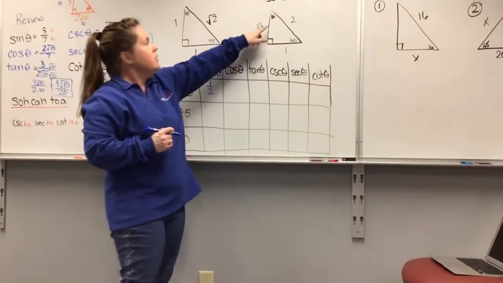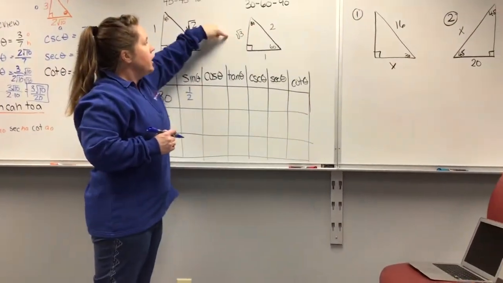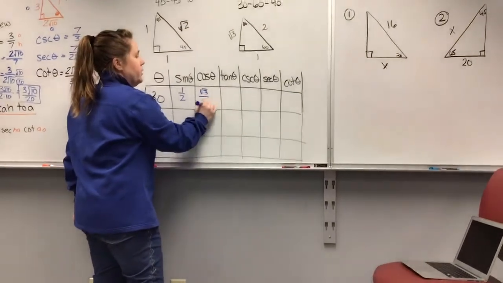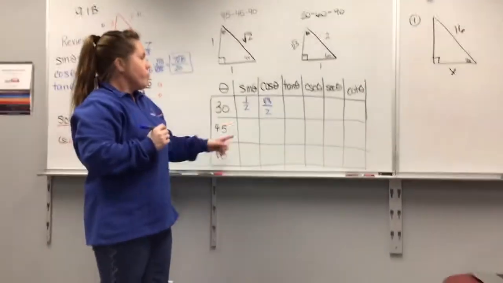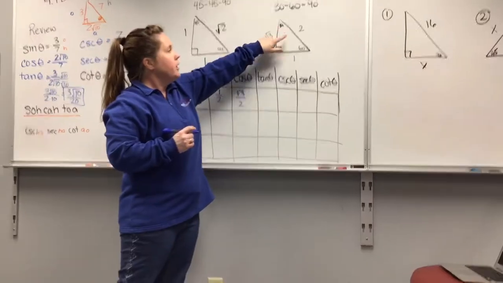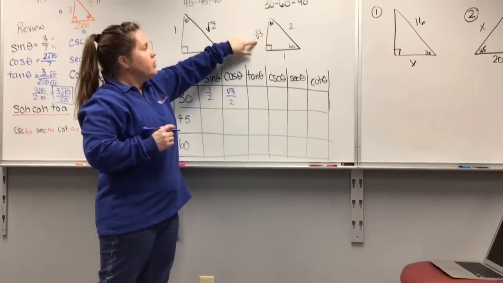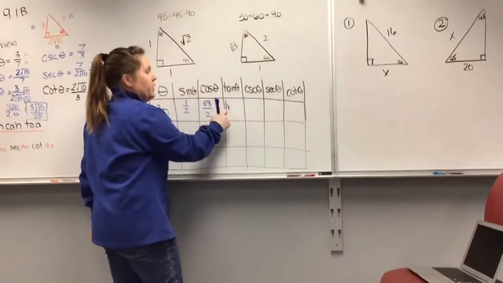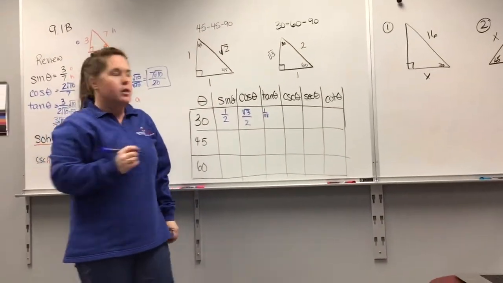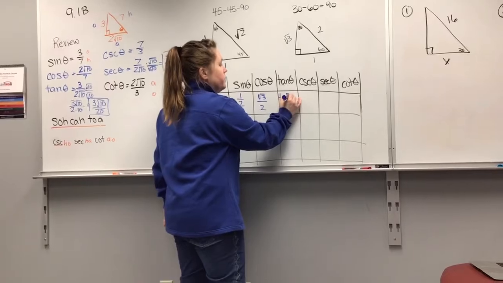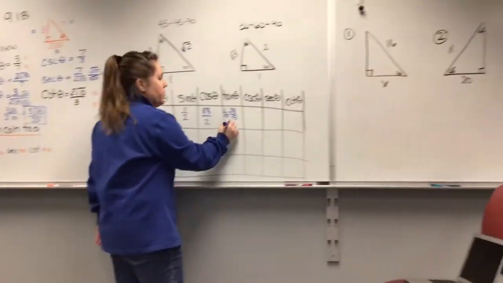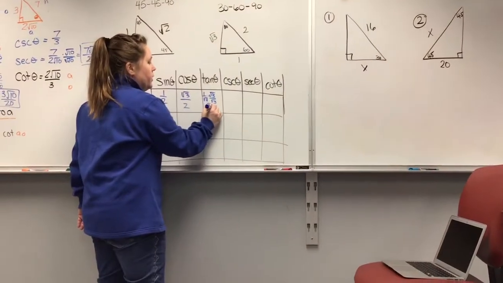Cosine of 30, cosine is adjacent over hypotenuse. So we get square root of 3 over 2. And tangent for 30 is opposite over adjacent. So I have 1 over the square root of 3. Now, we can't leave the radical in the denominator. So we multiply it by the square root of 3 over the square root of 3, which gives me the square root of 3 over 3.